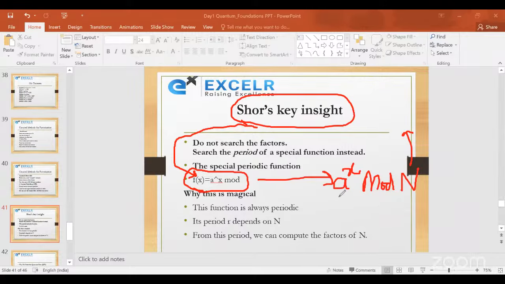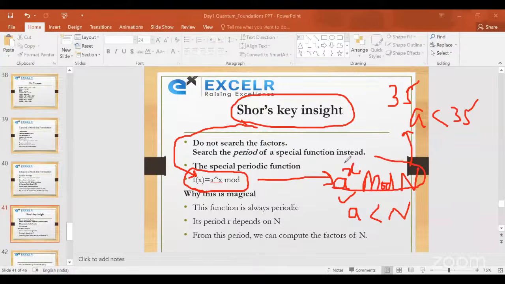So what is a? a is anything which is less than n. On the first side I will say this, but when we proceed further, we will impose some restrictions also. Suppose we have to find the factorization of 35. So we have to choose a which is less than 35. That's it. So this is the function a^x mod n.